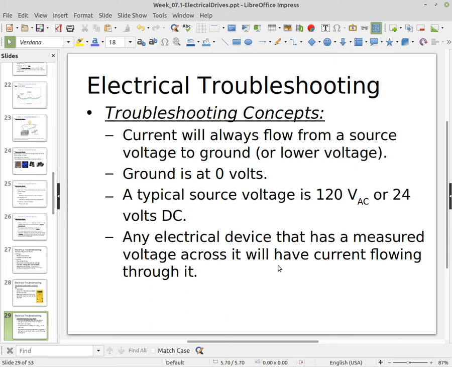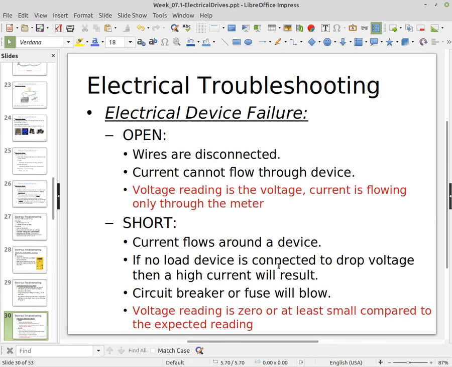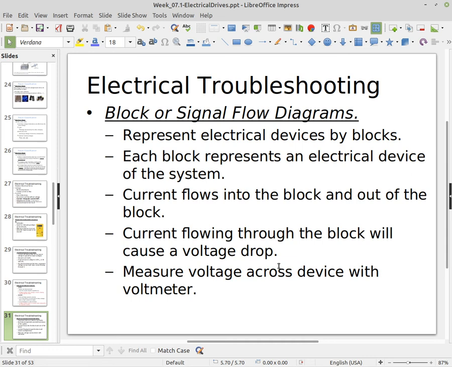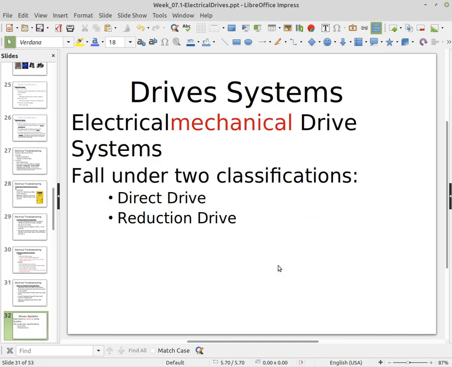Okay. All electrical circuits will have a ground, which is 0 volts. Typical AC sources and controls is 120 volts. Typical DC sources for control applications, at least, is 24 volts. Okay. Already talked about an open or short. Using block diagrams will help us follow the layout of the system or the subsystem, so we can help troubleshoot where the issue might be.